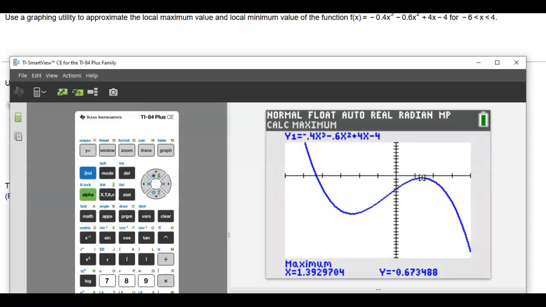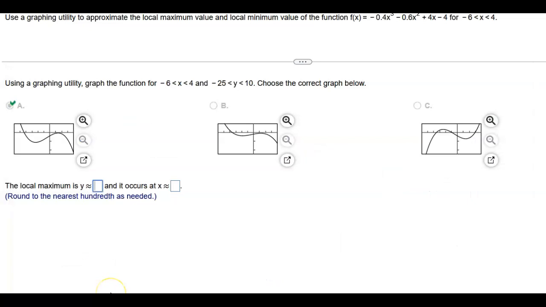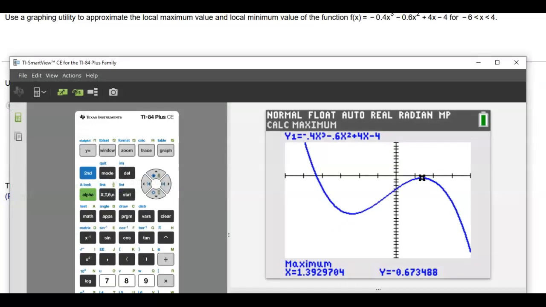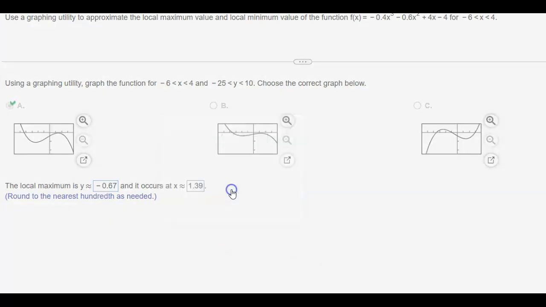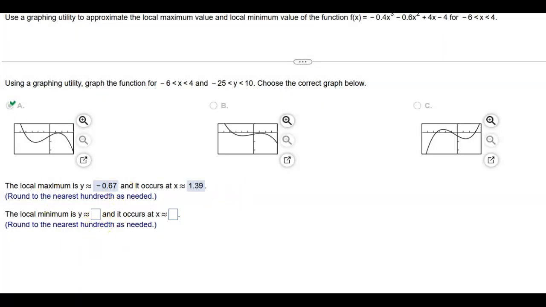So we're going to go the y value first, which is -0.67, and then that's at x value 1.39. Check. Very good. And then we want to find the local minimum.